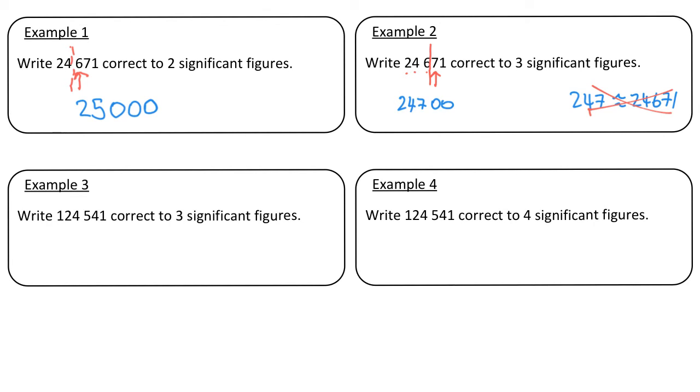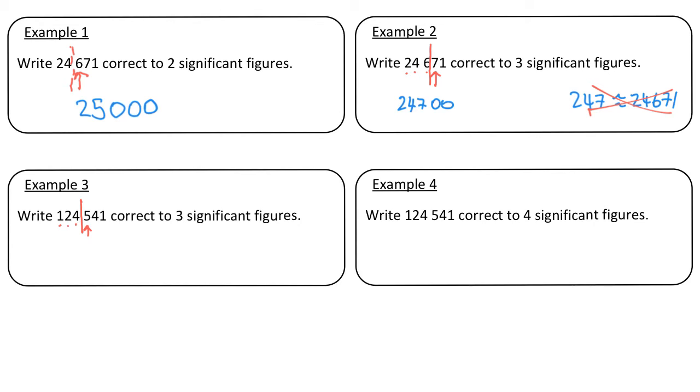The third example, so it's 124,541 to three significant figures. So the 1 is the first, the 2 is the second, the 4 is the third significant figure. We look between the 4 and the 5. 5 means we round up.